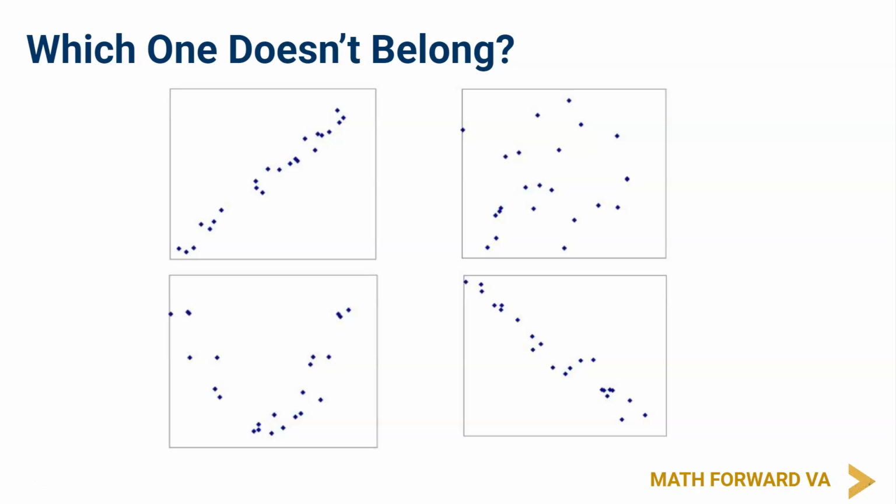Do we have any thoughts about which one doesn't belong? Nita? Okay, so the second one because it's scattered all over. Anyone else have that same thought? Okay, some of us. So I saw other hands. Jake? The third one. Why? No. Okay, and the other ones aren't doing that.